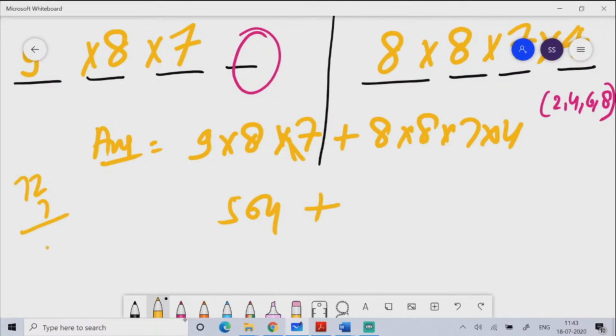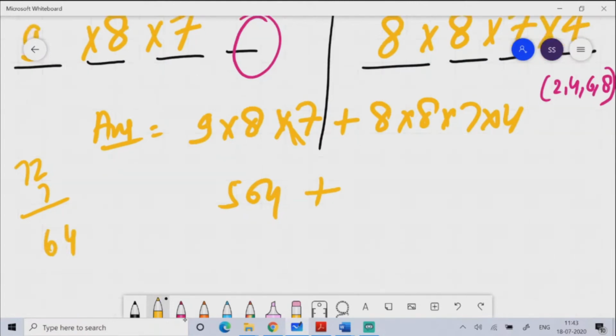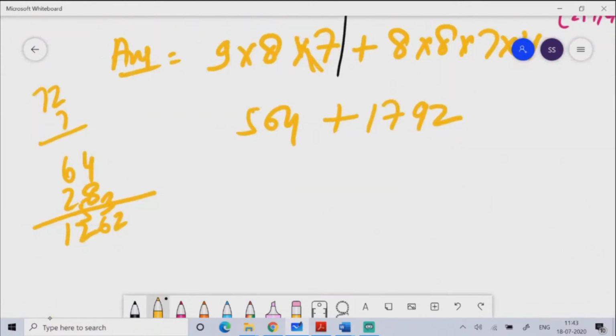Okay, 8 8s are 64, and 7 4s are 28. What is 64 into 28? 6 2s are 12, 48 plus 8 is 56, and then 8 4s are 32. So you'll get 1792. This is 1792. Just confirm this calculation. So what is your final answer? 504 plus 1792 is 2296. This is your final answer.